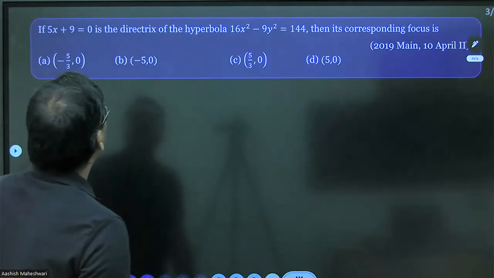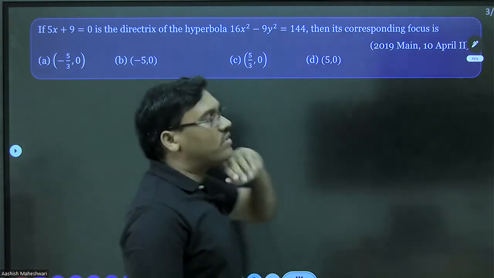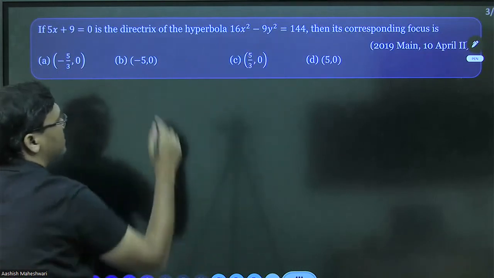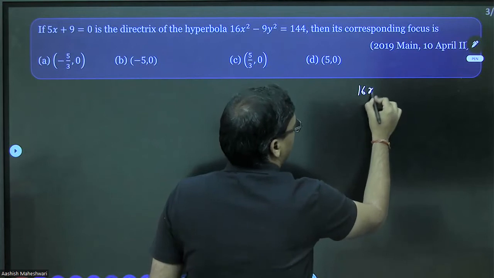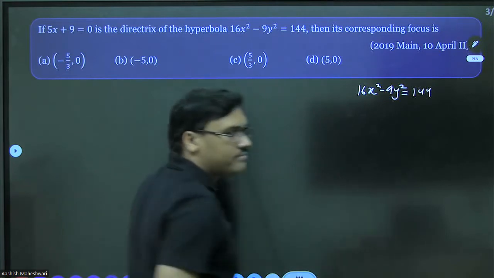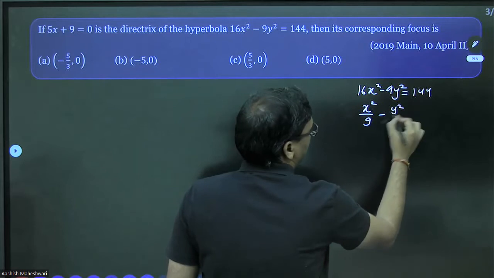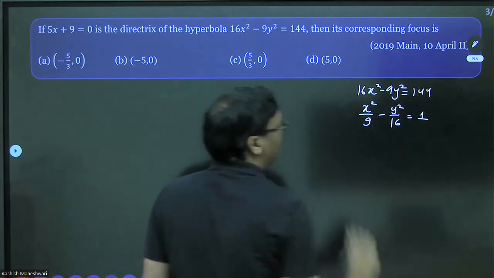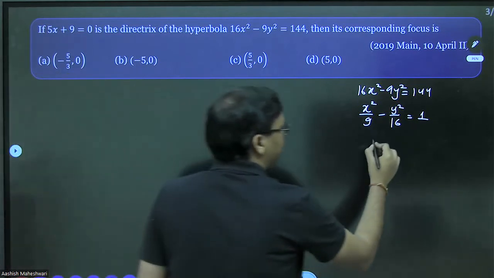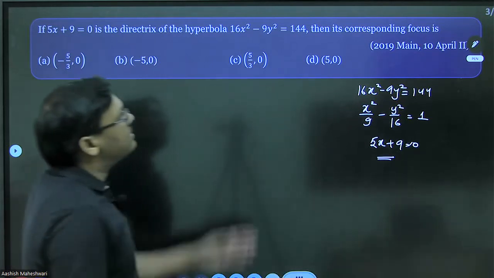Now the next question is: if 5x plus 9 is equal to 0 is the directrix of this hyperbola, then find the corresponding focus. Again, this is the standard hyperbola. I can convert 16x square minus 9y square equal to 144 by dividing, so this is x square upon 9 minus y square upon 16 is equal to 1. Now, given 5x plus 9 is the directrix of this hyperbola, what is the corresponding focus?